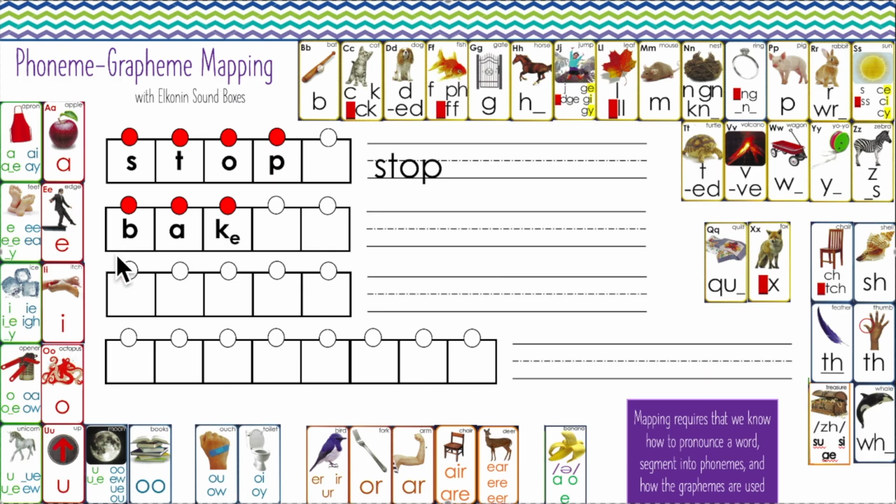So we're going to do a sound check. B, A, K. Let's blend it. Bake. Our word is bake. What was our word? Bake. Let's spell it. You spell bake, B-A-K-E. So you can do this with all of your words.